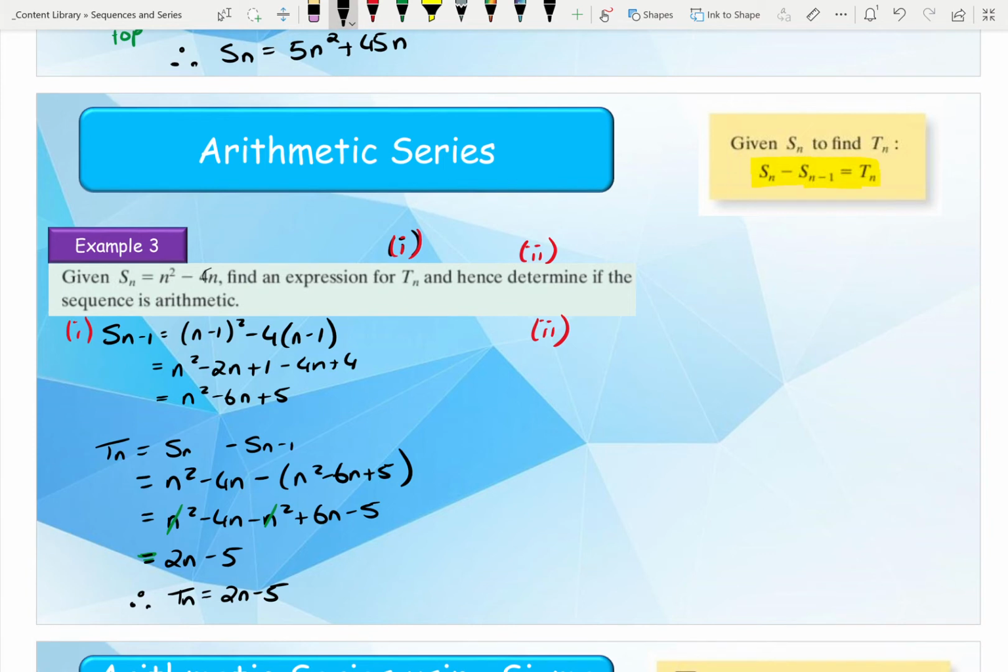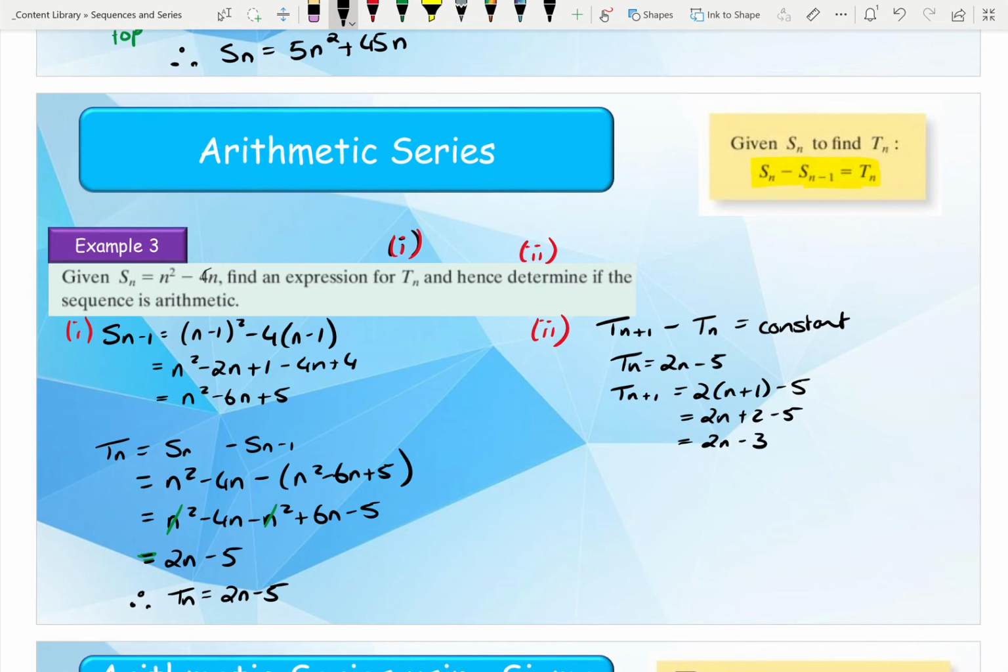video, which is that if a sequence is arithmetic, tn plus 1 minus tn will give me a constant, which is my common difference. So we have tn, which is 2n minus 5. Now we need to have tn plus 1, so I'm going to sub in n plus 1 for n, which gives me 2n plus 2 minus 5. So I get 2n minus 3. So now I'm going to sub it in and see what happens.